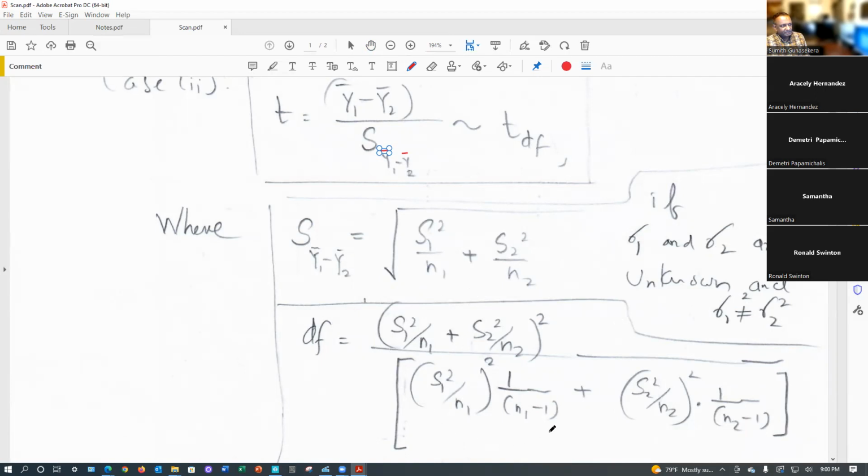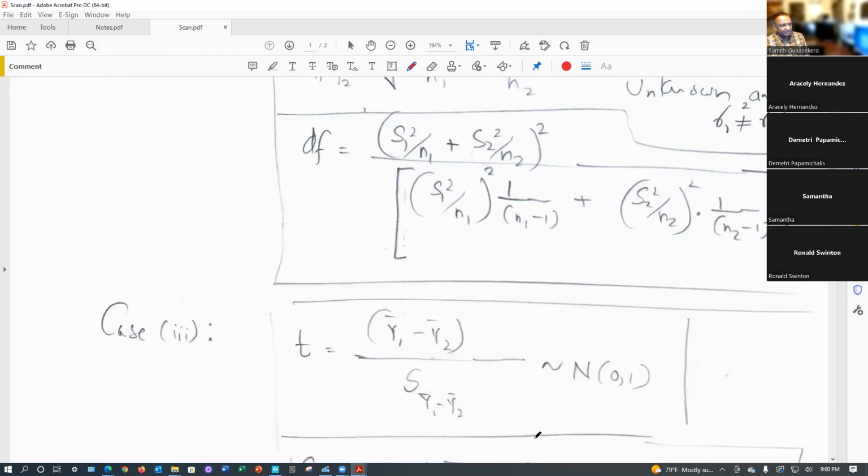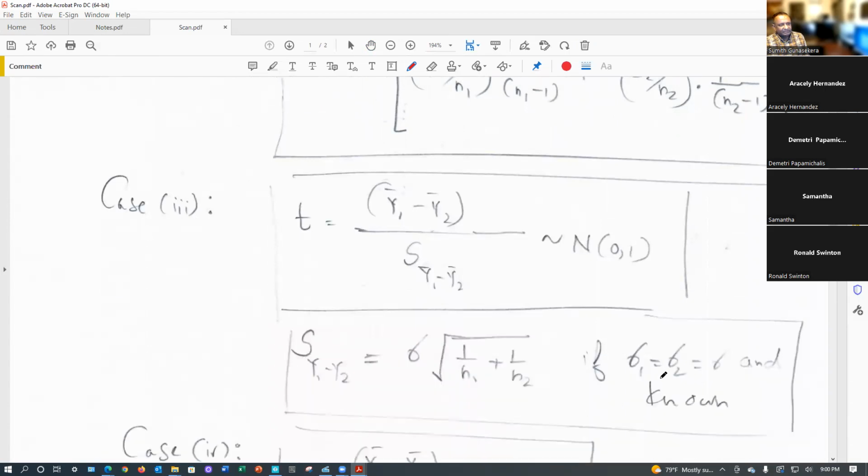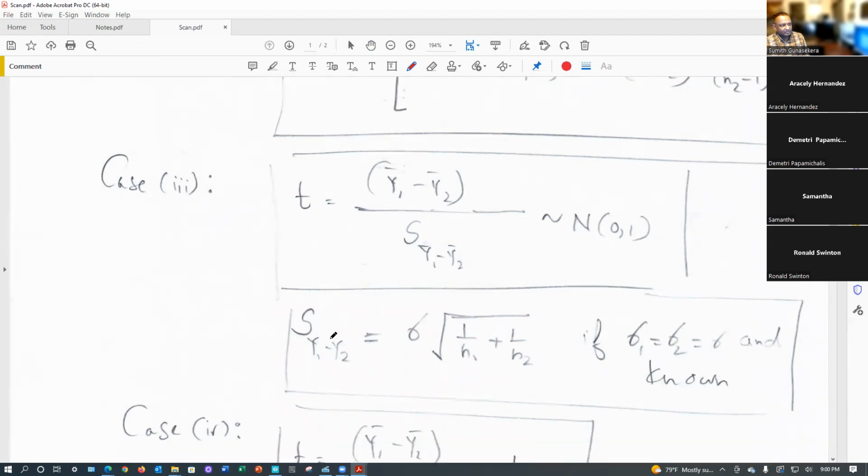And the third case, this time they were known, and this time again they were not distributed according to normal distribution, but your standard deviation of the difference of means would be that this sigma can pull out because there's only one, and plug in over here.